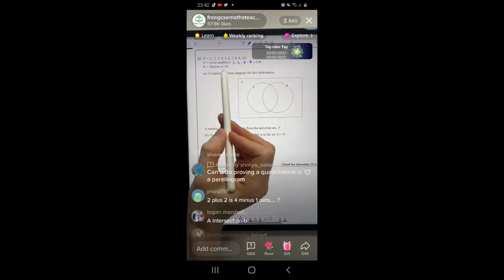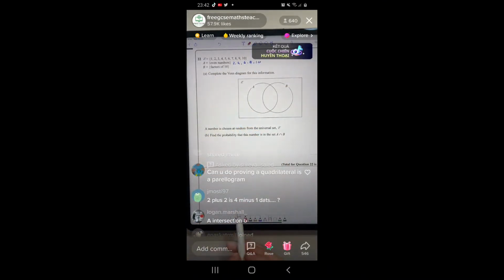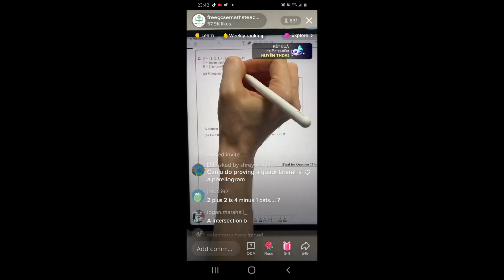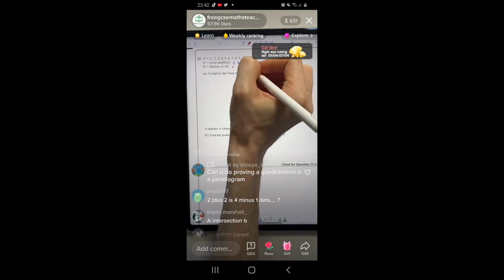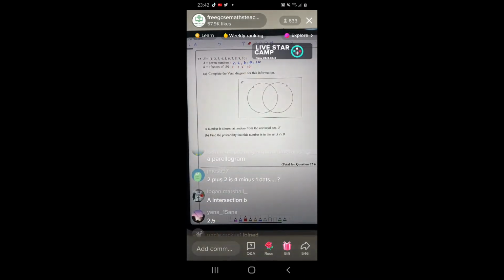B is factors of 10. Remember, factors of 10 are numbers that divide into 10 and do not leave a remainder. Factors normally come in pairs unless it's a square number. So factors of 10 are 1 and 10, and 2 and 5.